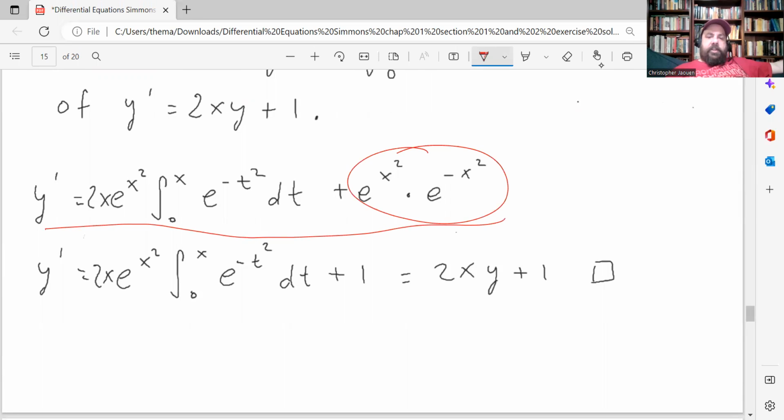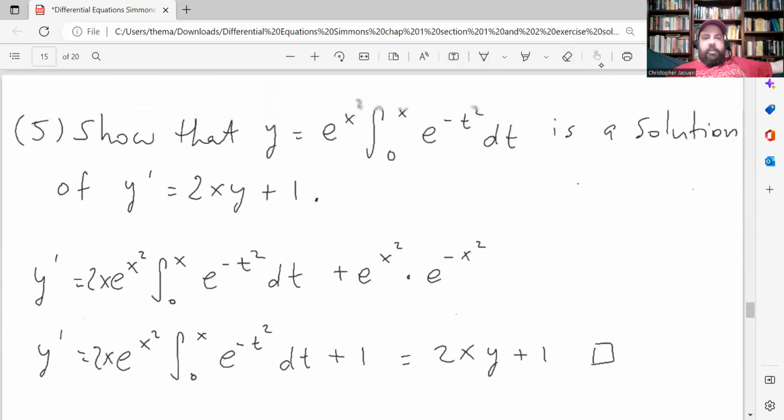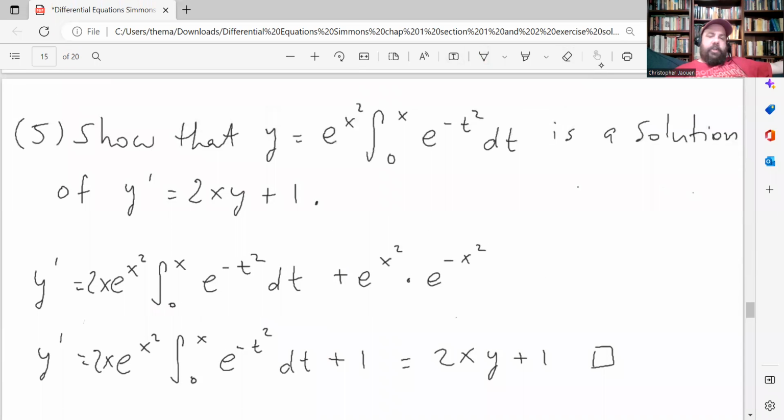And notice that these actually cancel to give you 1. And notice that this is equal to 2x times y plus 1, which shows that it satisfies the differential equation. Right? That's all you have to do to show that something satisfies the equation, is just show that when you plug it into the equation, you get an identity. All right.